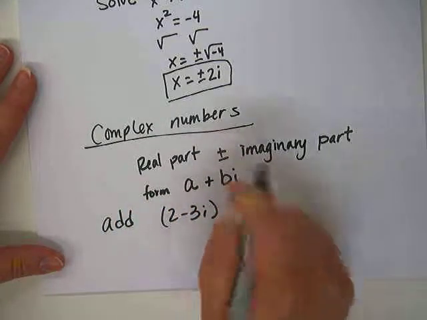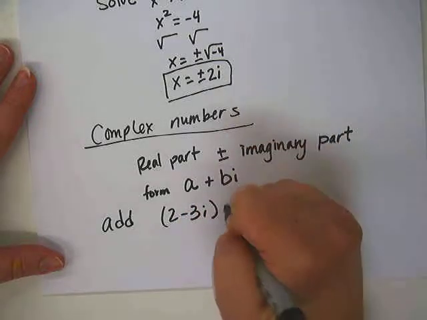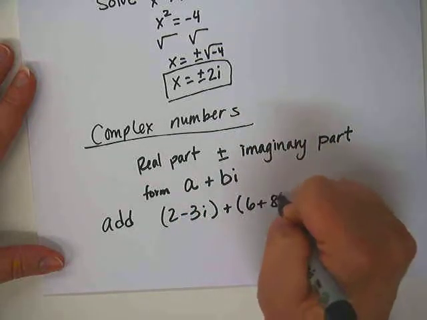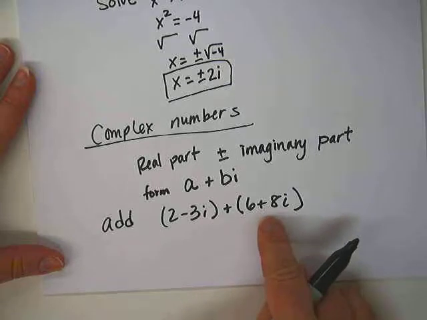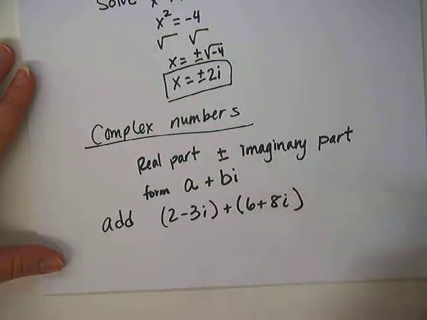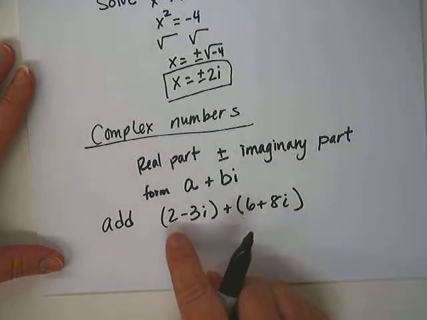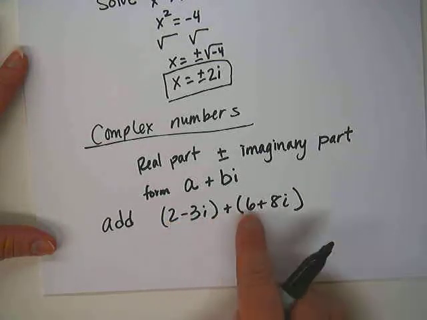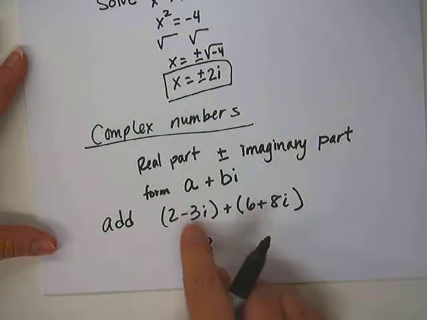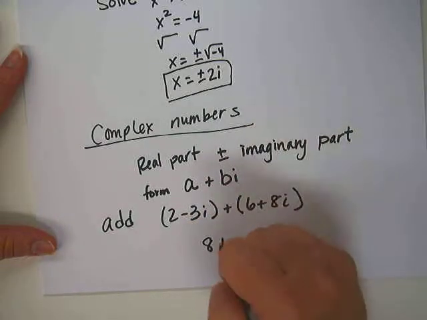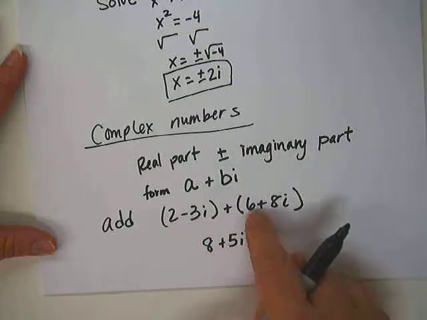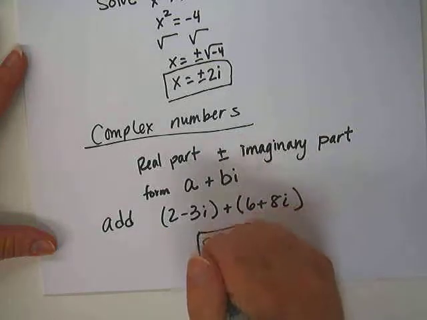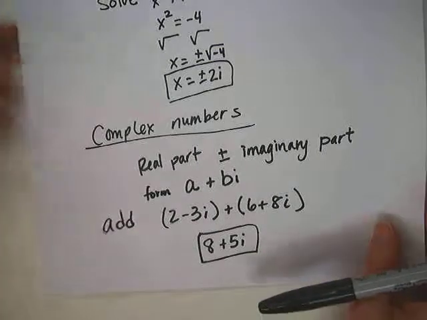Okay, we can add complex numbers like 2 minus 3i, notice how that fits our format, plus 6 plus 8i. And when we're adding or multiplying complex numbers, we should always get another complex number, or a real number sometimes, which is a complex number. Okay, so we combine like terms. 2 plus 6 is 8, and -3i plus positive 8i would be positive 5i. So we've taken two complex numbers and created a new complex number.